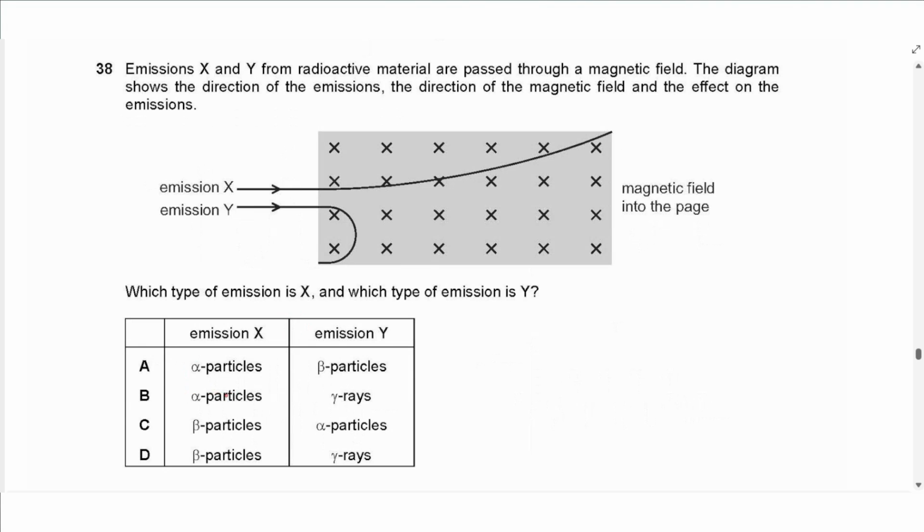Question 38 says emissions X and Y from radioactive material are passed through a magnetic field. The diagram shows the direction of emissions, the direction of the magnetic field, and the effect on the emissions. Which type of emission is X and which type of emission is Y? So X and Y have opposite deflections, that's positive and negative charges, so alpha and beta. So no gamma rays, they would not be deflected by the magnetic field at all. And alpha particles have small deflection, beta particles have large deflection. So X is alpha particle and Y is beta. So the answer here is A.